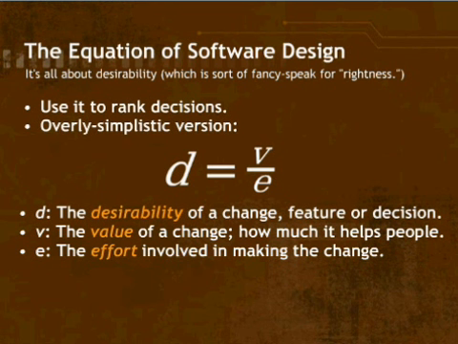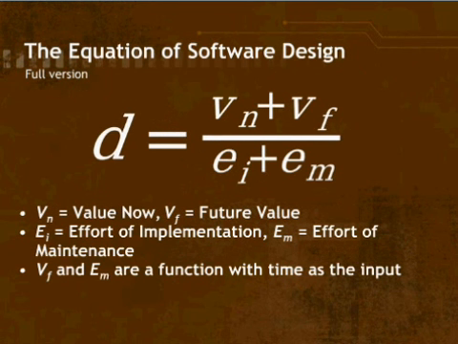So the most simple, overly simplified version of this equation says that the desirability of a change, feature, or decision is directly proportional to the value of a change, which means how much it helps people, and inversely proportional to the effort involved in making the change, which includes all of the effort that is involved, even all the bug tracking, all the talking, everything. However, this discounts the fact that software is maintained over time. So we need a more expanded version of the equation to actually be true.